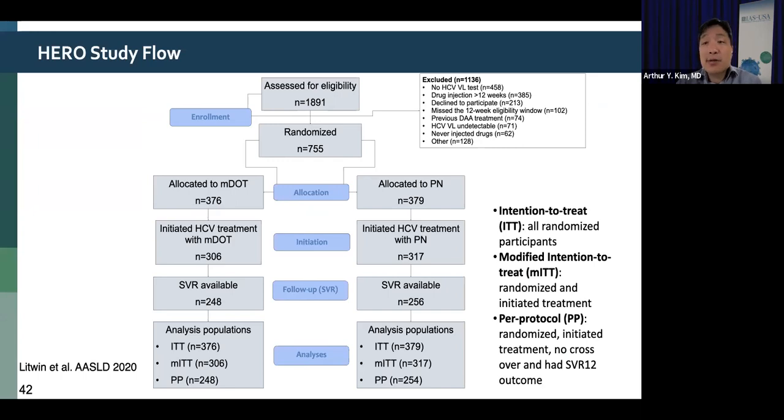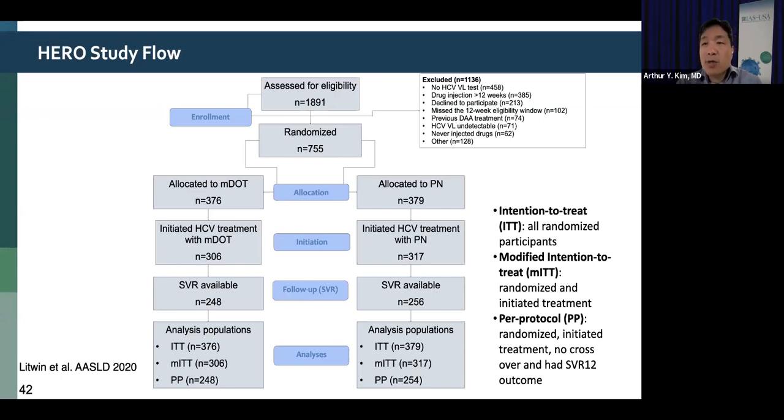Some had hepatitis C viral load undetectable. So you can see a variety of reasons why, although we approached patients, they were excluded. But once they're in the study, they were randomized and allocated. And so that's really like an intention to move along the cascade and initiate treatment. So just reaching initiation has been a barrier for many of these individuals who are actively engaged in drug use. And so just looking at that as an outcome is important.